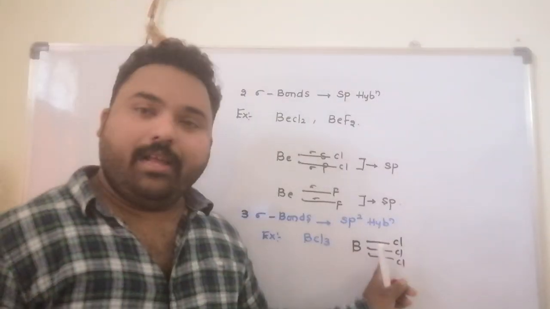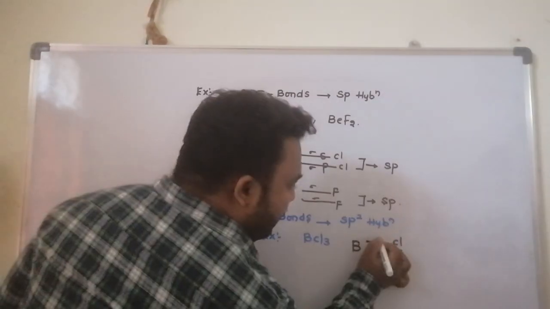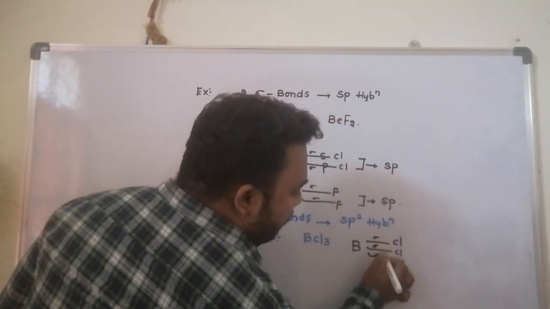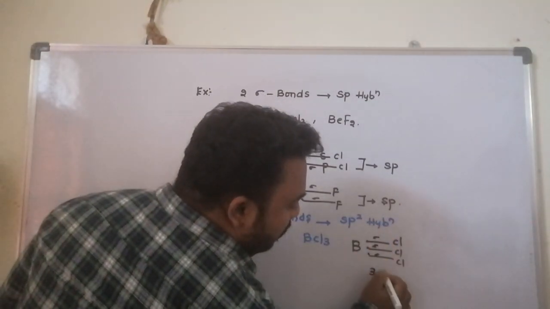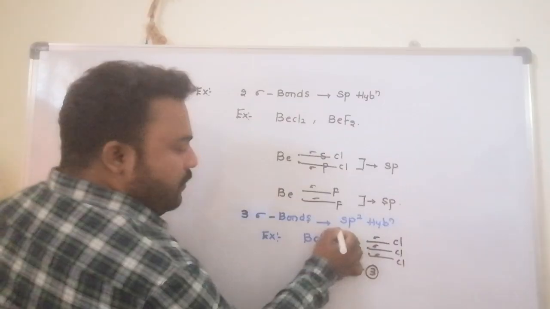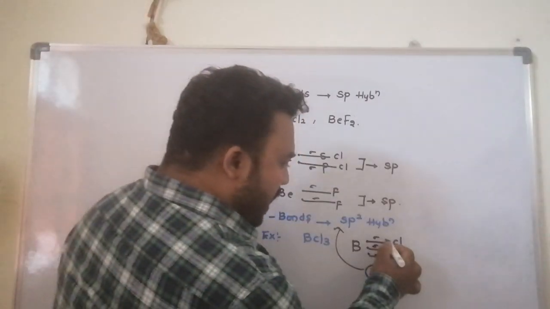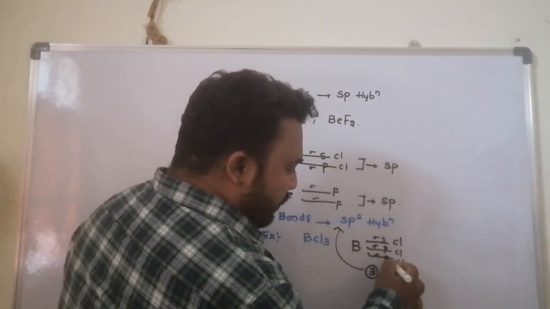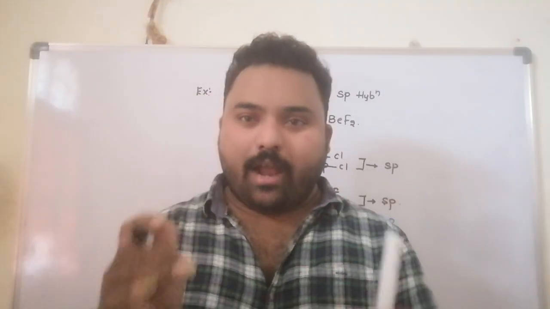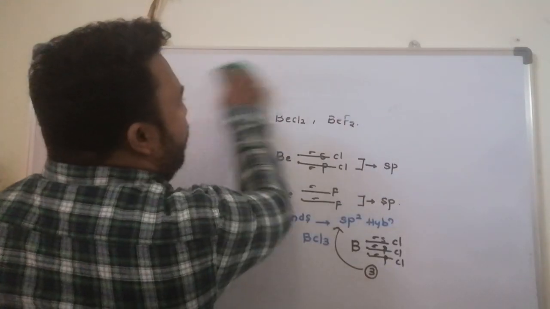See, how many sigma bonds are formed here? Three sigma bonds. The first sigma bond, second one, third one, three sigma bonds. So three sigma bonds means hybridization is sp2 hybridization. You can write it like this also, sp2 hybridization.